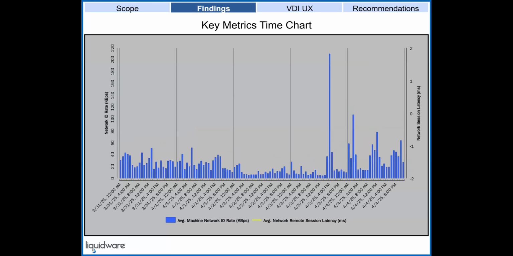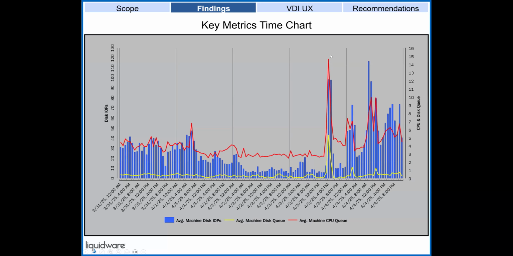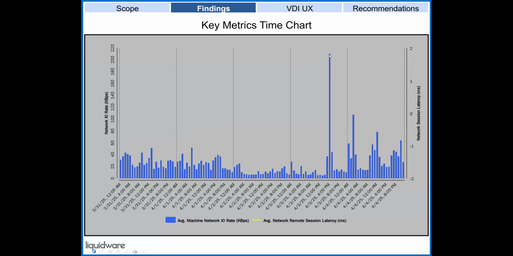And this teaches us what was going on with the network during those times. Oddly enough, at the exact same time we had that CPU queue and disk queue spike, there was a network spike as well. So we're starting to see correlation.